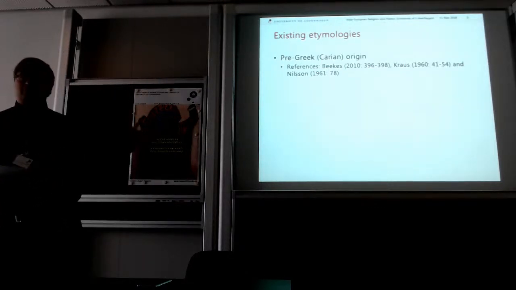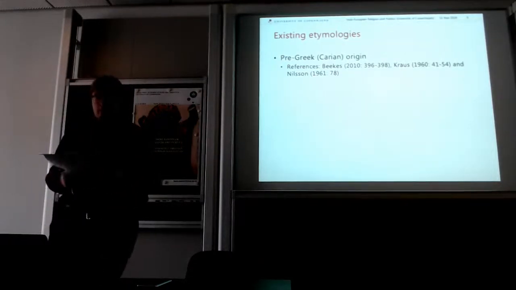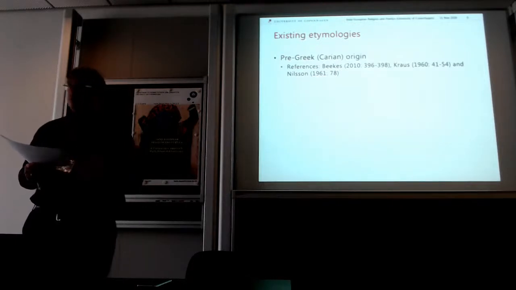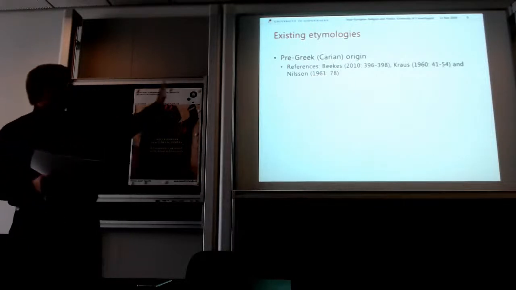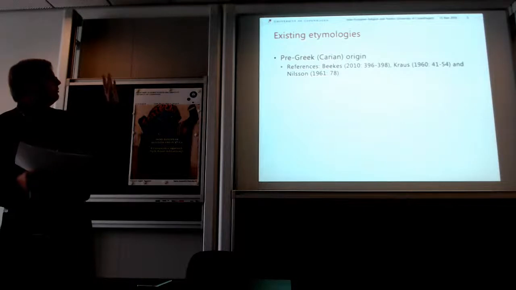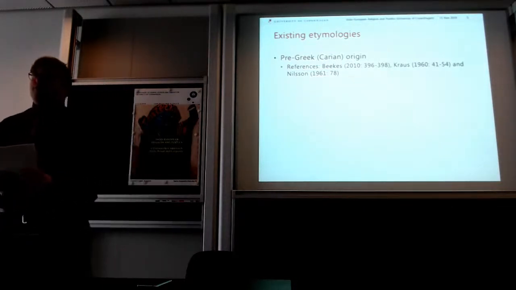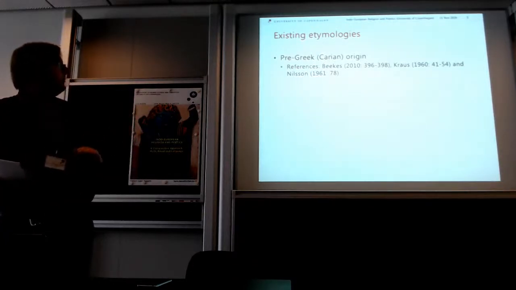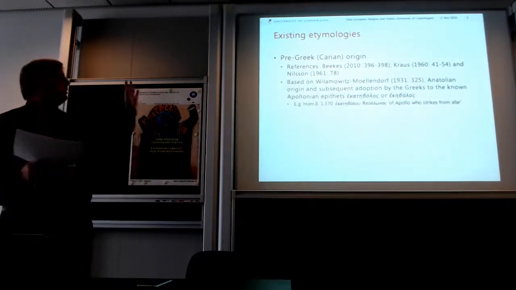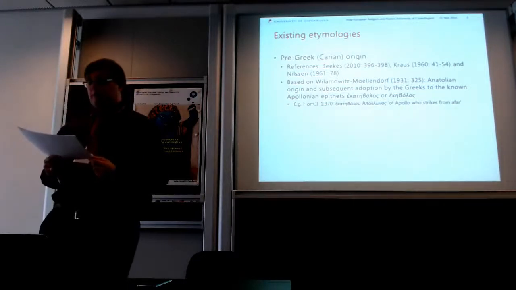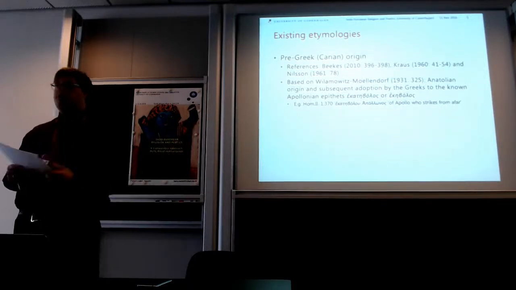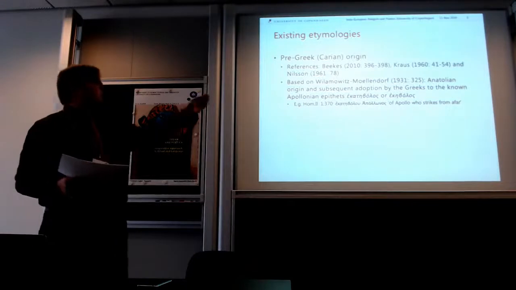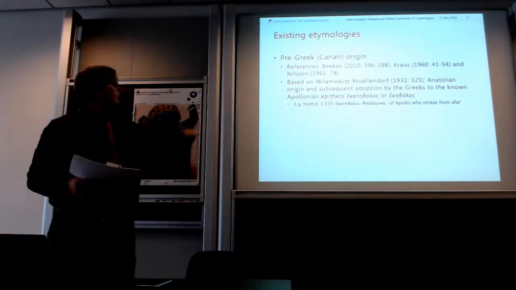The first of the old etymologies we should consider is that her name is of pre-Greek, or more specifically maybe Carian origin. Pre-Greek could also mean the association with the Egyptian frog goddess Heqet, the goddess of fertility and childbirth, but I'll leave that out here. The non-Greek origin most often associated with the name would be a Carian one, as mentioned here by Bekes, Kraus, and Nilsson. They, in turn, based themselves on Wilamowitz-Moellendorff's claim that she was of Anatolian origin and was subsequently adopted by the Greeks, and her name was adapted to the known Apollonian epithets Hecatebolos or Hecebolos, like we see here, an Apollonian epithet: Hecatebolo Apollonos, of Apollo who strikes from afar.